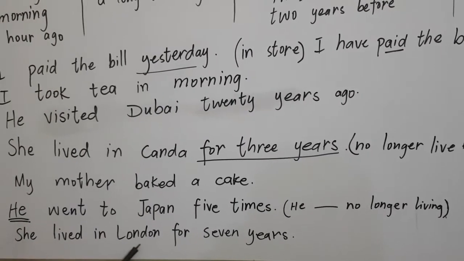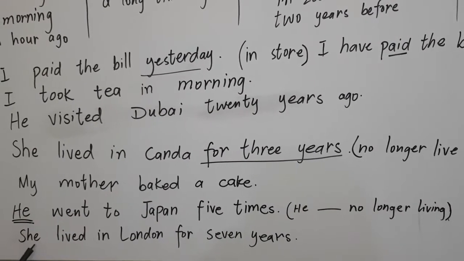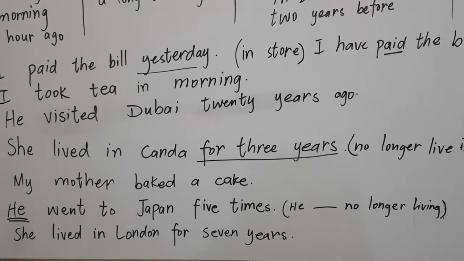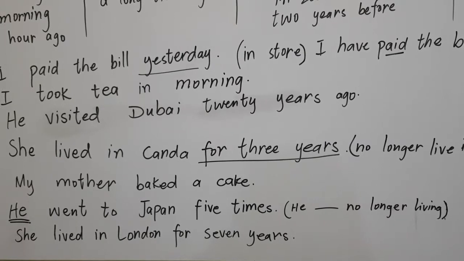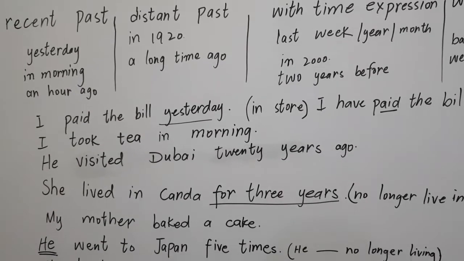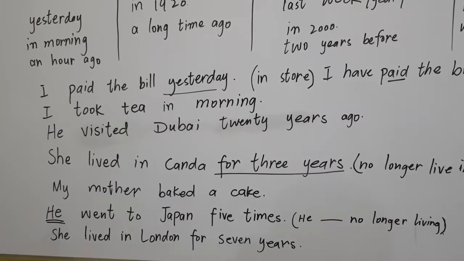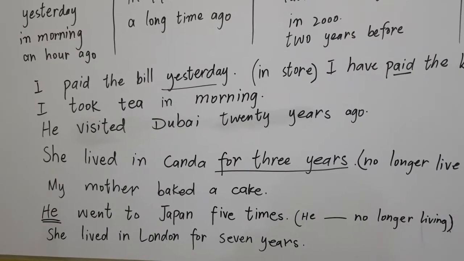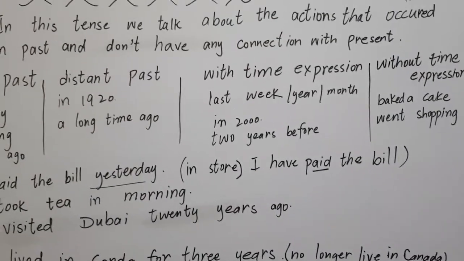She lived in London for 7 years. It means she lived for 7 years and now she has moved from London. Okay, she is no more living over there. Now she is living somewhere else. And if we have to tell that she is still living in London and we want to talk about that, then we will use she has lived in London for 7 years. So don't make mistake while making these sentences. So we will have a look now at the formula and some more examples.